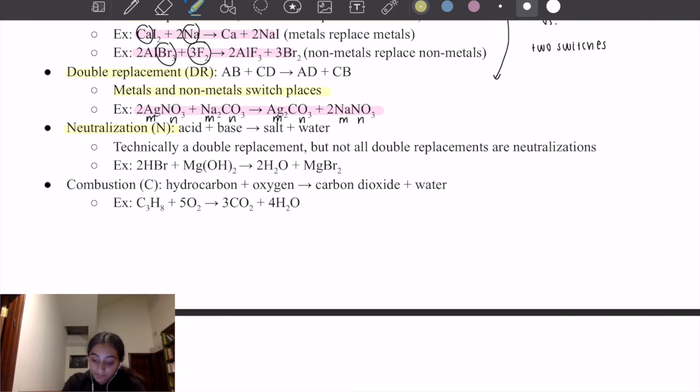So an example is 2HBr, which is an acid, plus Mg(OH)2, which is a base, yields water and a salt, MgBr2. And a salt is any ionic compound. So as you can see, technically the metals switched and the non-metals switched in this case.